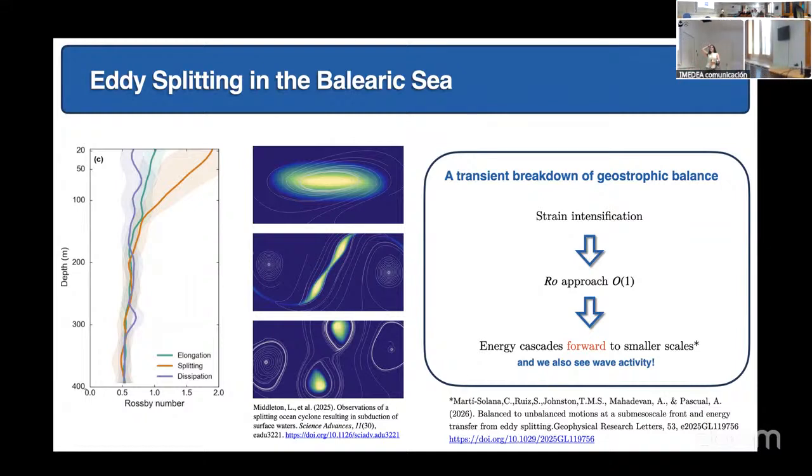So the reason mainly is that we have more divergent fields, and this contributes to increasing the Rossby number. But the idea is that when the eddy splits, we have a very strong strain, but then as the eddies go away, there's again an equilibrium, a geostrophic balance again. So it's because of the high strain, I would say. Okay.